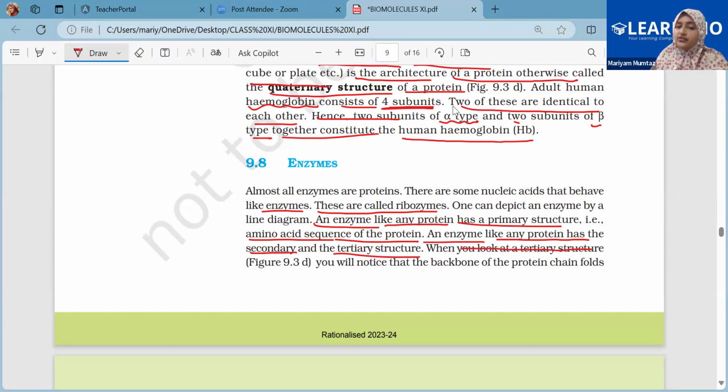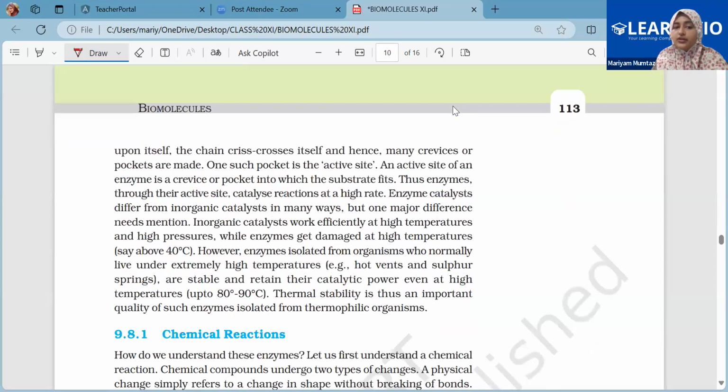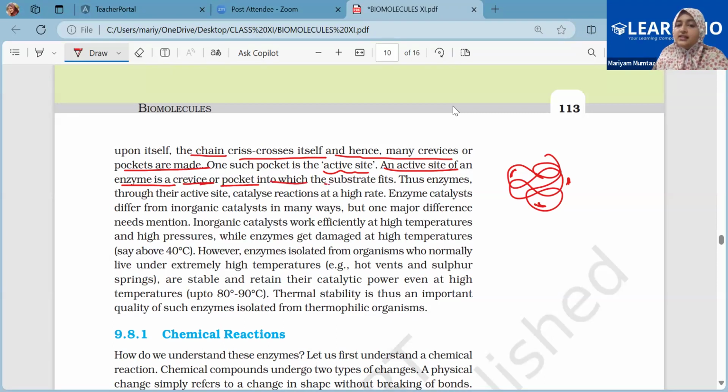When you look at a tertiary structure, you will notice that it folds upon itself. The chain crisscrosses itself, and hence many crevices or pockets are made. There are so many ways that curvings are there, right? These are the pockets or the crevices. One such pocket of the tertiary structure is the active site. An active site of an enzyme is a crevice or a pocket into which the substrate fits. The substrate is a compound on which the enzyme acts. Thus, enzymes, through their active site, catalyze reactions at a high rate.